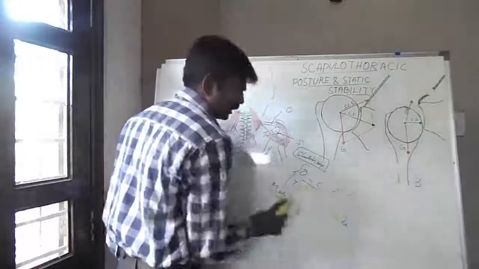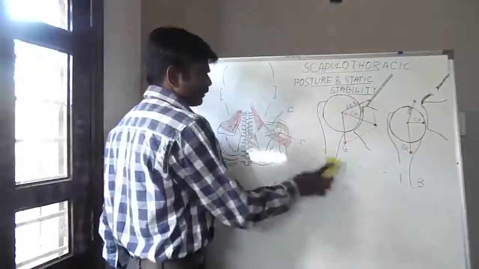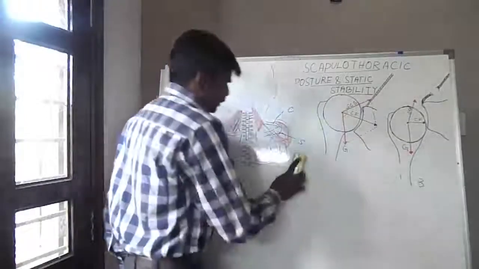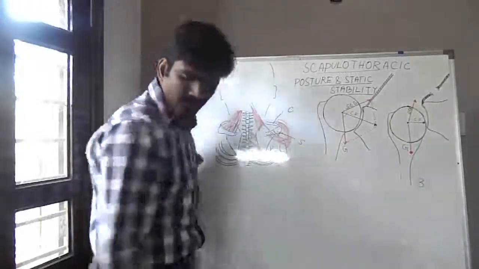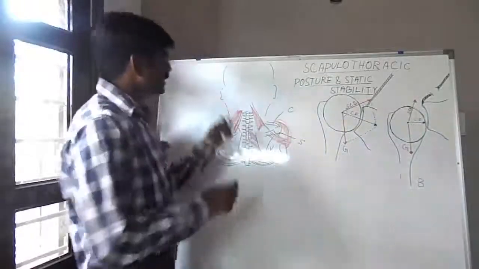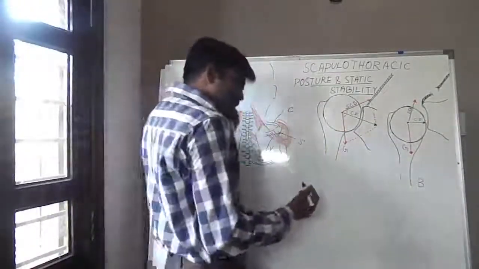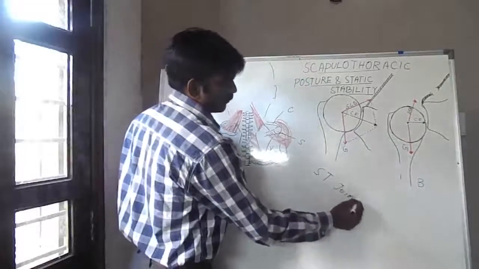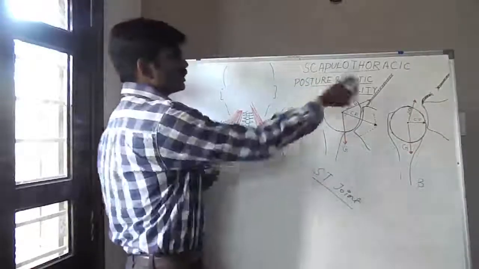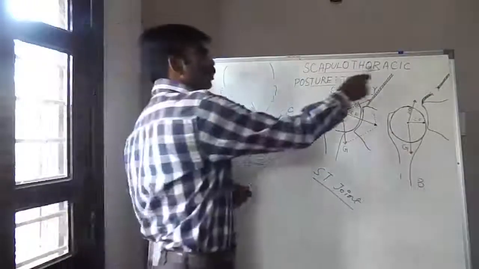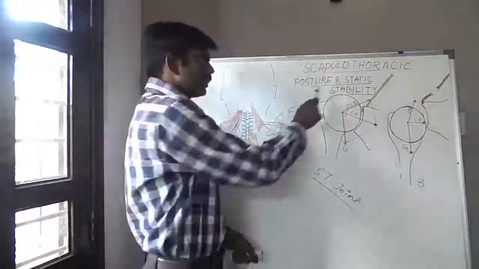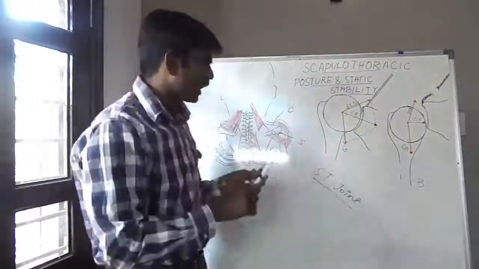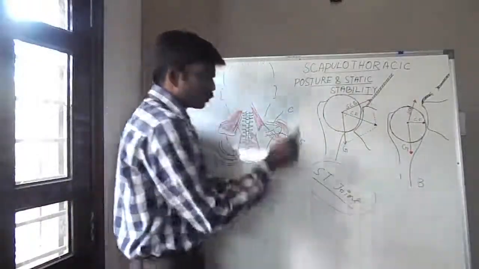This is about the stabilizers and mobilizers of the shoulder complex. So next, we will be discussing the scapulothoracic joint, because we are going to study how the scapulothoracic posture helps in static stability of the glenohumeral joint. So for that we have to study the scapulothoracic joint.